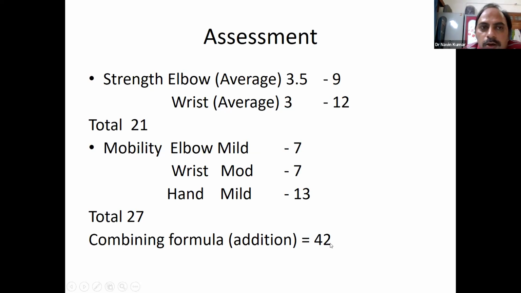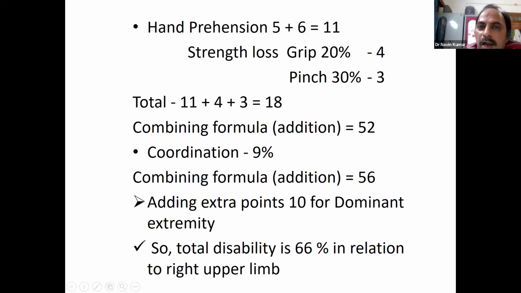Now next was the hand. In hand, prehension had involvement, so 5 plus 6 for prehension. Strength loss: grip is 20%, so 4; pinch is 30%, so it is 3. So it becomes 11 plus 4 plus 3. And sensation was found to be normal.